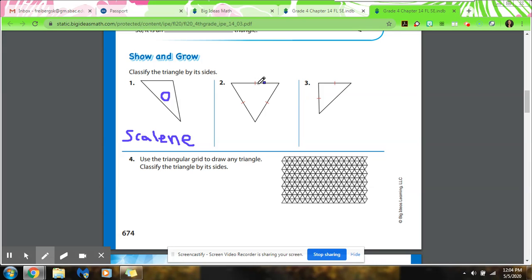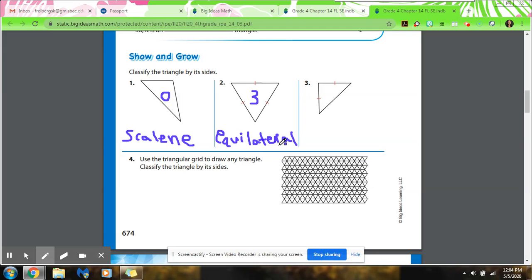Let's look at number 2. I notice that there's 3 tick marks. So that is showing me that all 3 sides are equal. Hint, hint, that's the clue. Hint, hint, equal. We're going to call this an equilateral triangle, because it has 3 sides the same length, 3 tick marks, they're all the same. We call that an equilateral triangle.